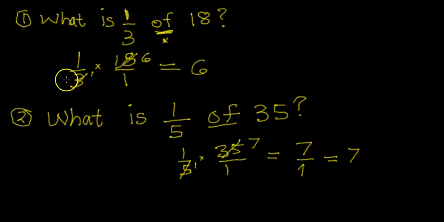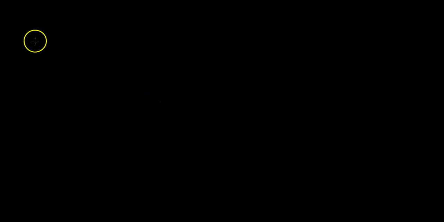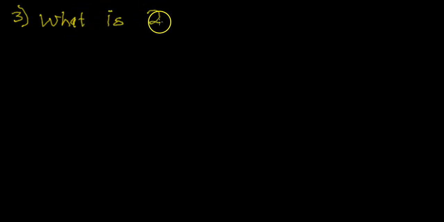Okay, let's do one where the numerator is not 1, but something different. So let's do question number 3. And here, basically, I'm going to say, what is 2/5 of 35?